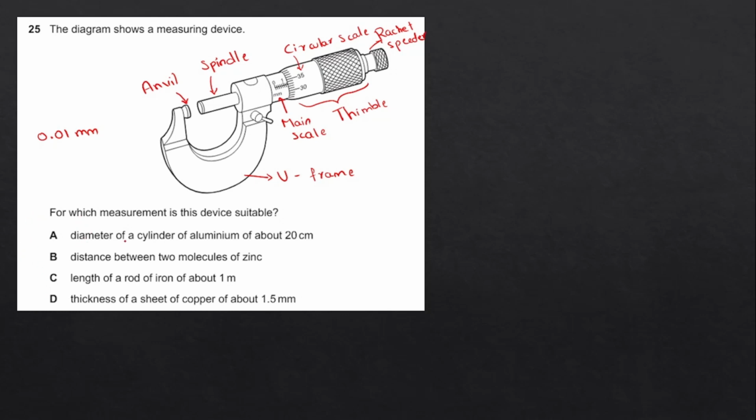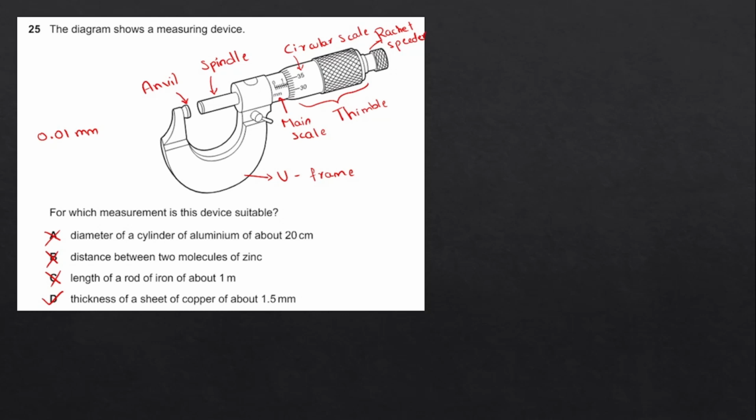So we have the diameter of a cylinder of aluminum, about 20 centimeter. So we won't be using this. We'll be using a different instrument called a vernier caliper. Then we have the distance between two molecules of zinc. This distance is very small, so this can't be measured with a micrometer screw gauge. Then the length of a rod of iron, about 1 meter, this is also not suitable. Then the thickness of a sheet of copper of about 1.5 millimeter. So this we can measure using a micrometer screw gauge.